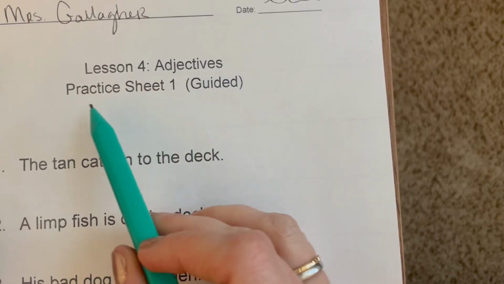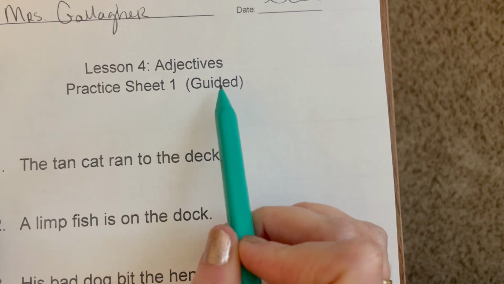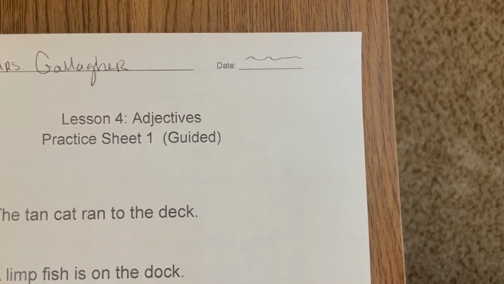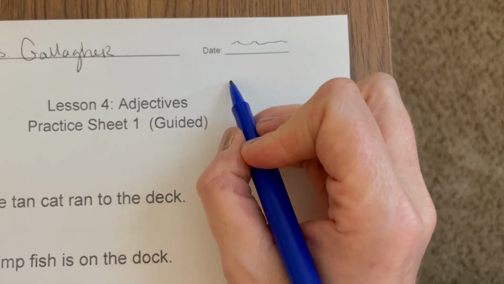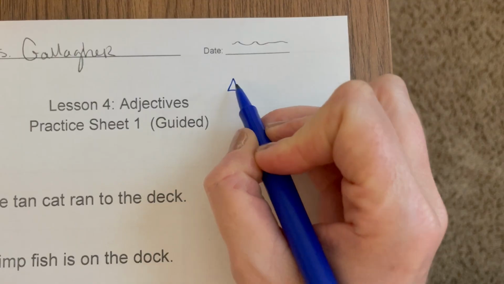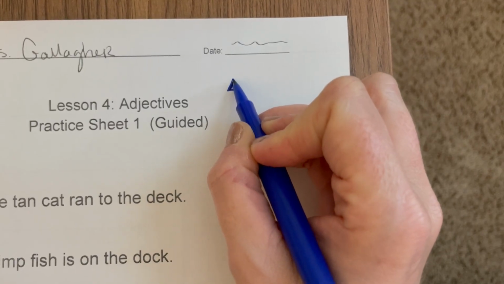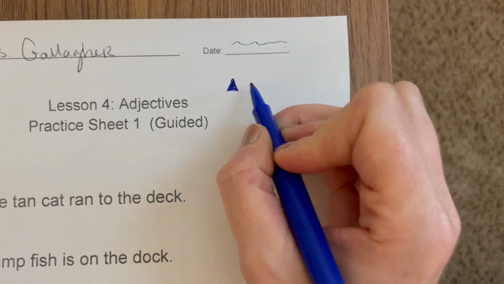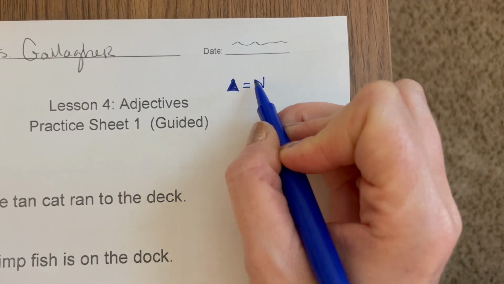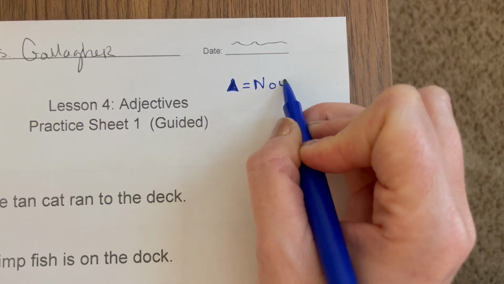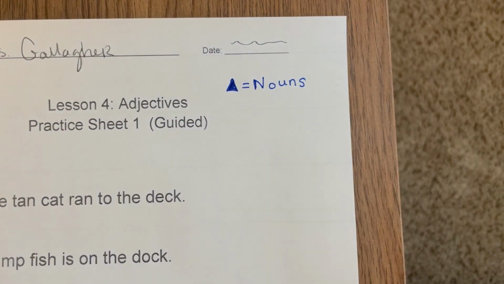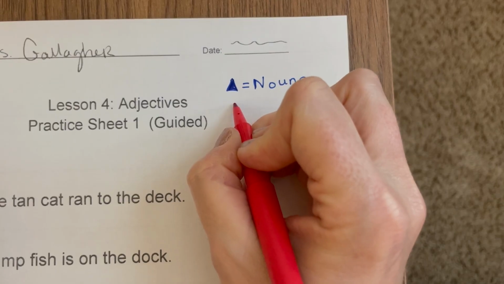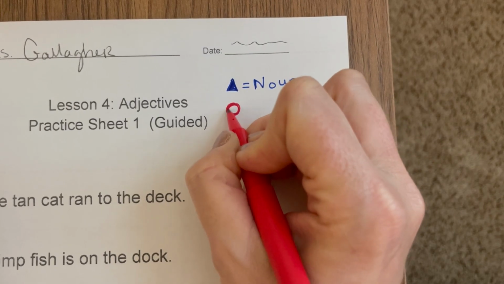Lesson 4, adjectives, practice sheet 1. This is going to be guided, so I'll be walking you through all of these examples together. You will need a blue marker or colored pencil for nouns, which we will be showing with a blue triangle. So blue triangle is going to be nouns. You will also need your red for verbs, a red circle because we had the red ball.